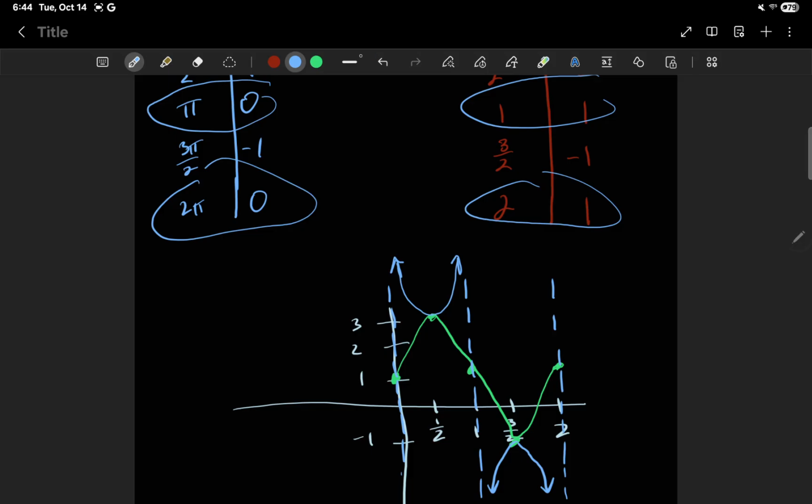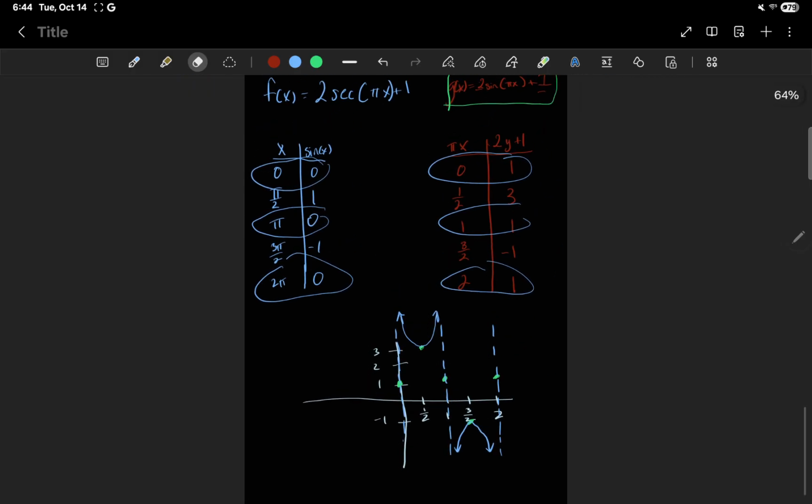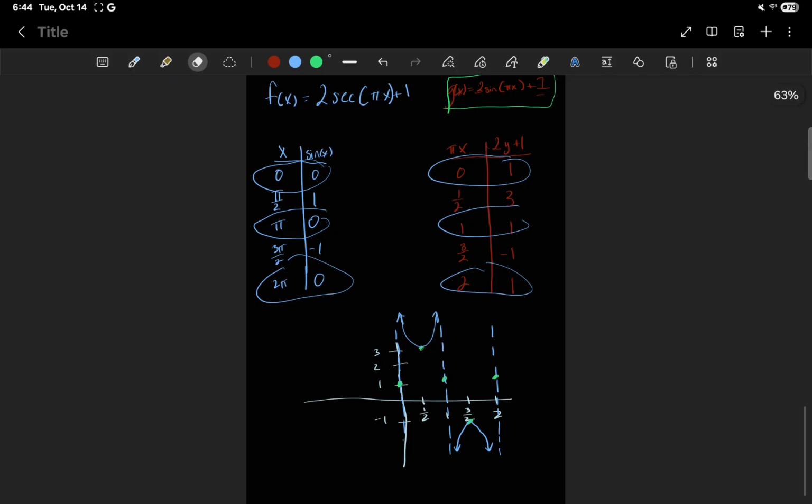And now we can just erase our sine graph. So, got rid of sine. And so there is secant. So that is the graph of 2 secant pi x plus 1.